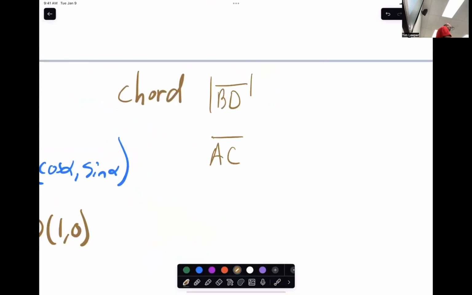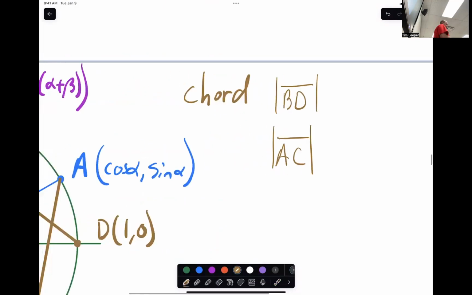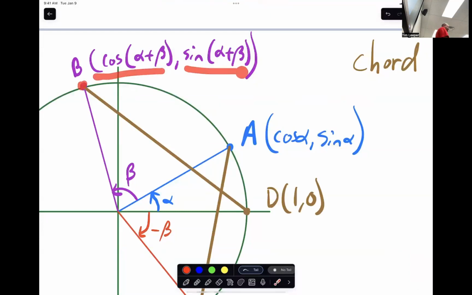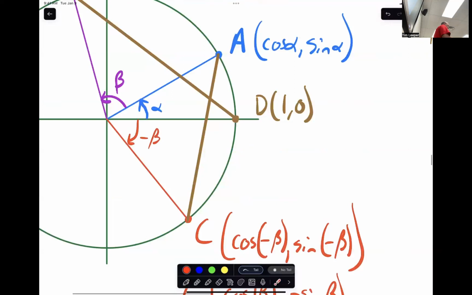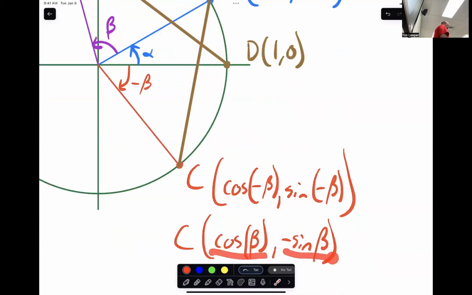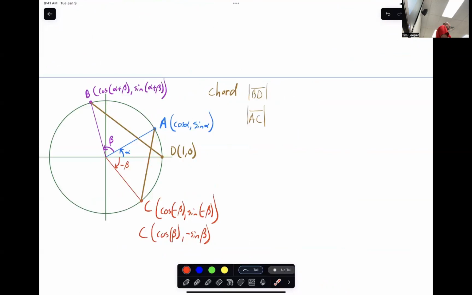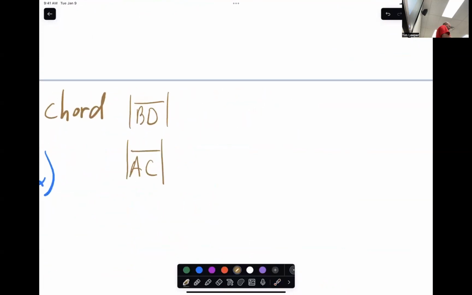However, the magnitudes of these are interesting. Now, the magnitude is just the distance between those two points. Notice that B is from cosine of alpha plus beta, sine of alpha plus beta, all the way to 1, 0. I want to find that distance. And then for the other one, we go from cosine of beta, negative sine beta, all the way to cosine alpha, sine alpha. We want to find that distance as well. So we're going to find these two distances. So the distance between B and D is equal to the following.